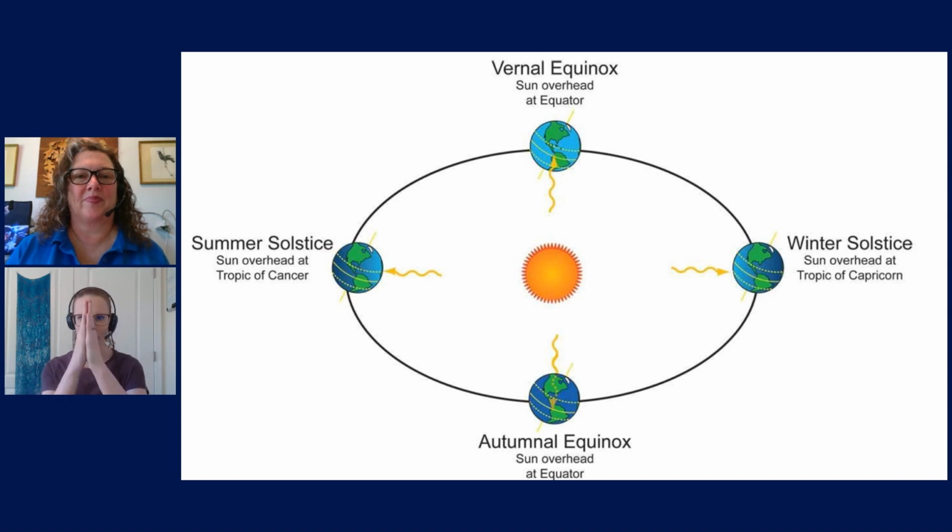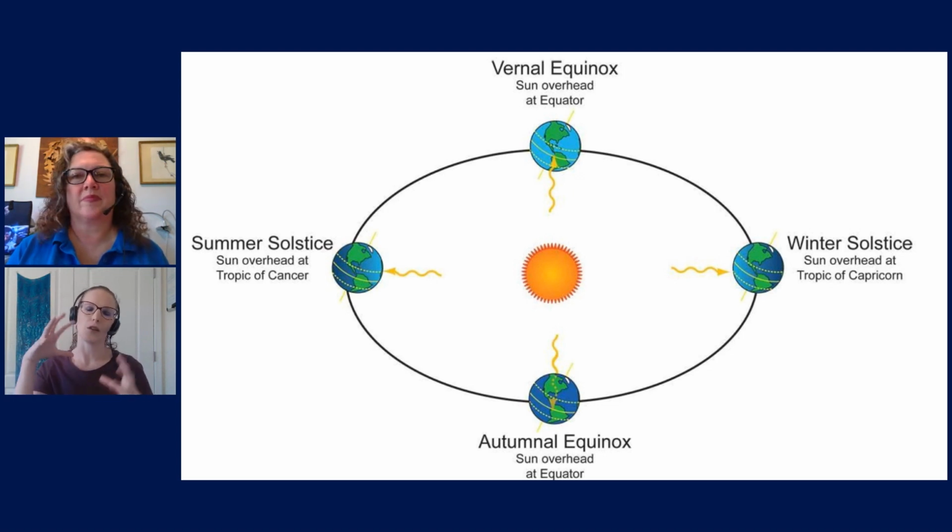It happens because the Earth is tilted. So we are a ball, spinning and going around the sun, but we don't spin straight up and down. We are tilted about 23.5 degrees. On this diagram, you see the Earth going around the sun, and there's a little line through it that shows where the north and south poles are, tilted.